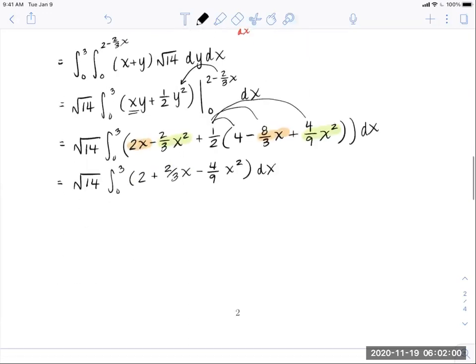Okay, and now I'll just carry out this single variable integral, rewriting my square root of 14. I have 2x plus 1/3 x squared minus 4/27 x cubed. And this is all for x ranging from 0 to 3. 0 is going to drop everything out.